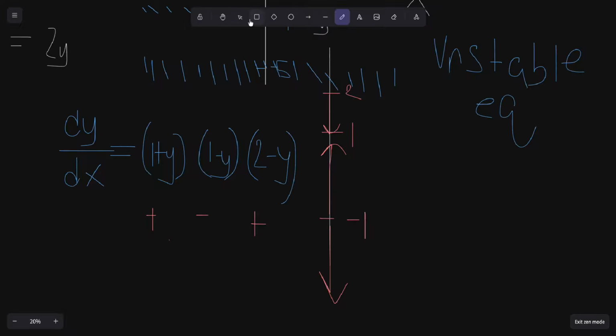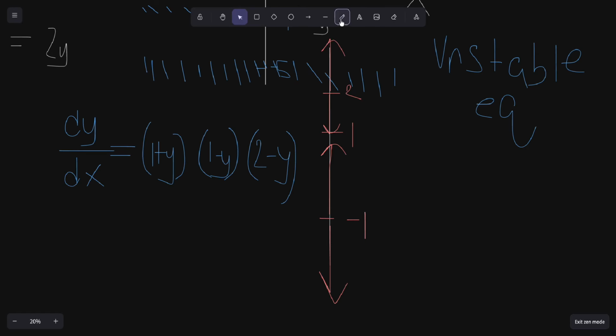And let's plug in a number that's bigger than 2. So let's say that this is going to be positive, right? A number like 3. So 1 plus 3, positive. 1 minus 3, that's negative. 2 minus 3, that's negative. Negative times negative makes a positive when multiplied. And so overall, the slope is going to be positive.